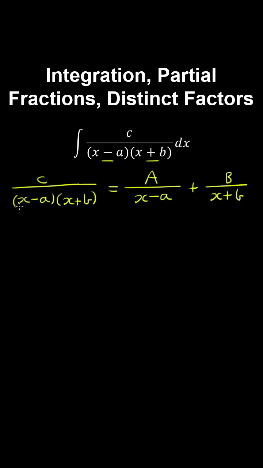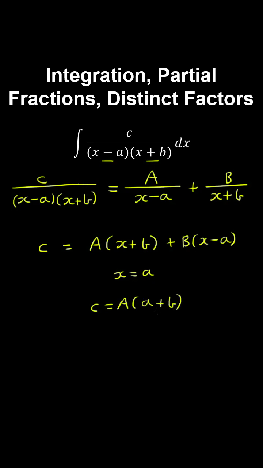And now if we multiply through by x minus a times x plus b, we obtain the following expression. And now you can set x equals a to get rid of this term, and that'll give you the following equation. And then you can solve for a, and similarly if you set x equal to minus b, we get rid of the left term, and we obtain the following equation, which you can solve for the constant b. And now integrating this sum is much easier than integrating this term.